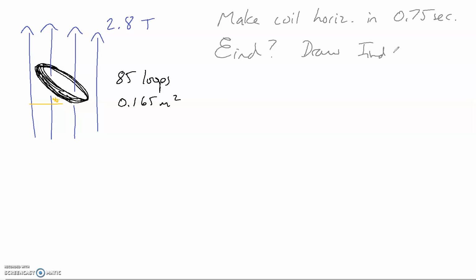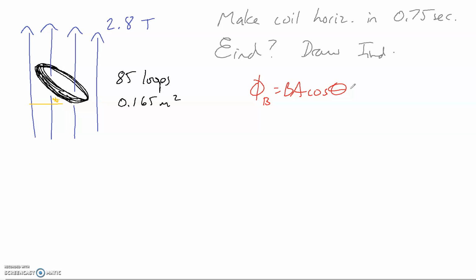Okay, so again, let's find the fluxes. So the first flux that I'm going to find is BA cos theta. Okay, I've got the B, I've got the A. Now the cos theta, the angle. Which angle do we use? Do you use the 40 or do you use the 50?